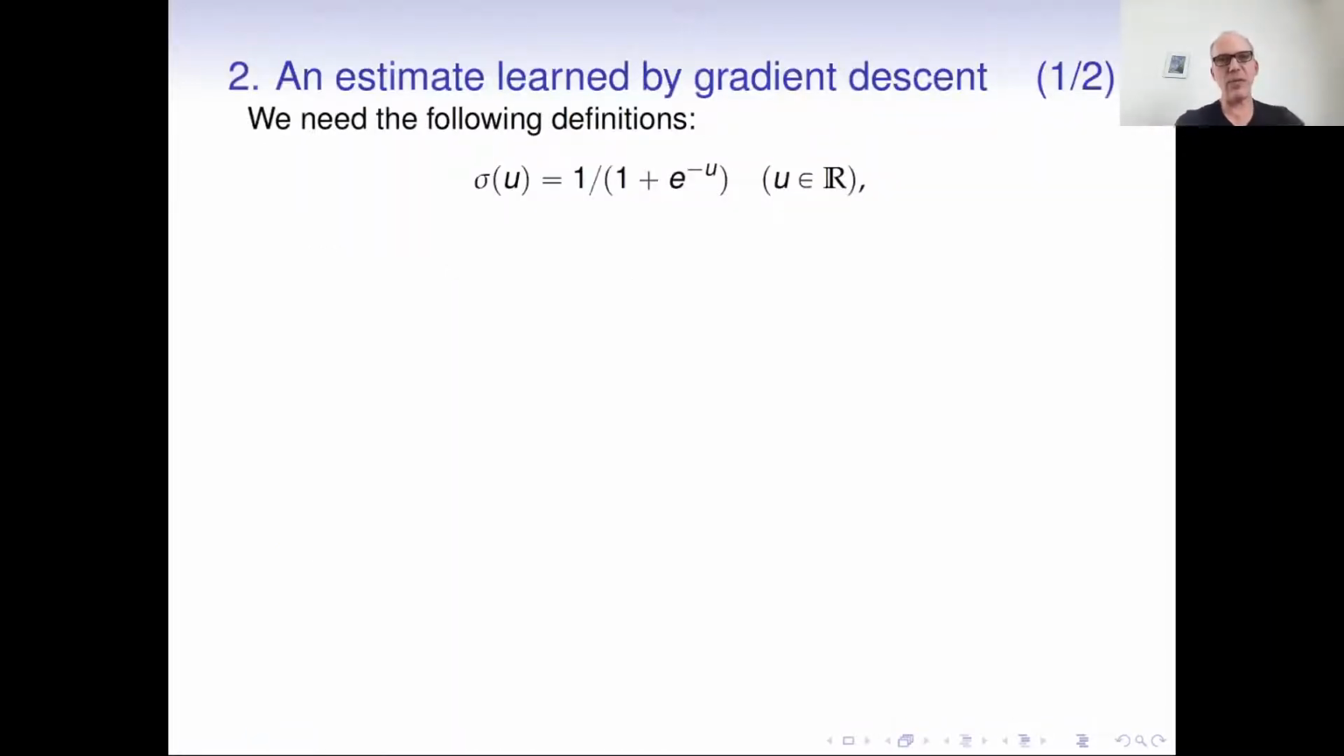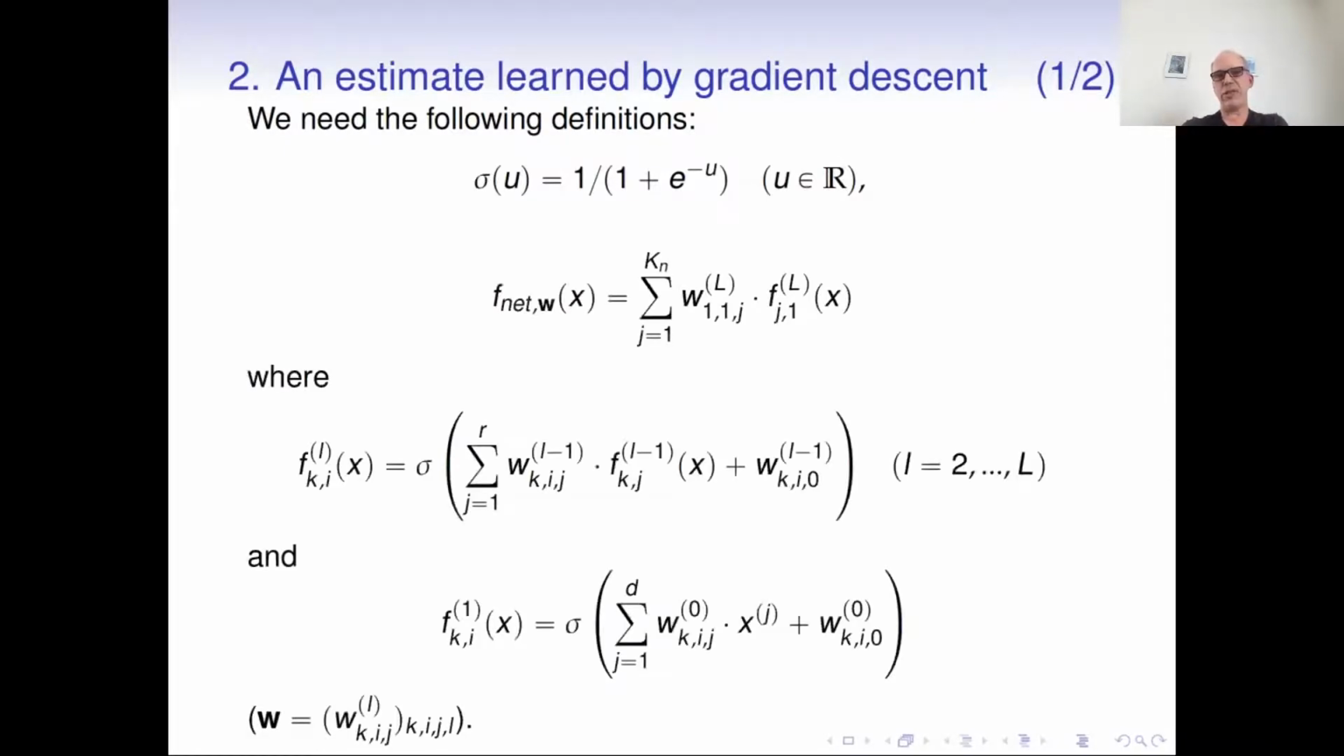Okay, here's the estimate which I will consider in the sequel. I use the standard logistic squasher, sigma of u is 1 divided by 1 plus e with exponent minus u, for simplicity. And I use a special topology of the network. It's written here in a complicated way, but it's really something rather simple. You have capital Kn many fully connected neural networks, which are computed in parallel. Each of these fully connected neural networks has depth capital L and width small r. And then you see here the definition.